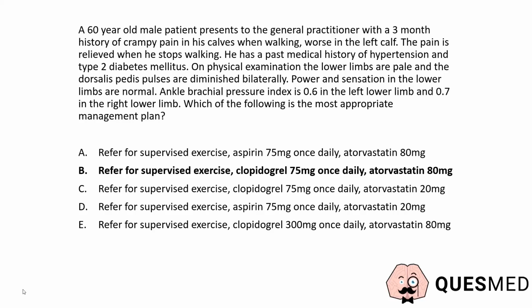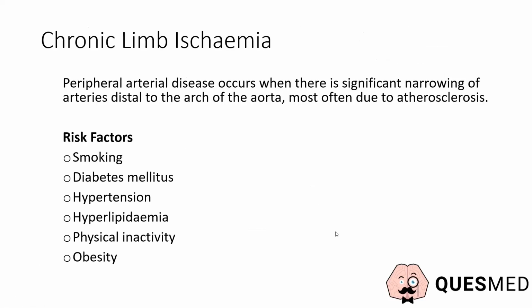Okay, and on to the next slide. So risk factors for chronic limb ischemia include smoking, diabetes, hypertension, hyperlipidemia, physical inactivity, and obesity. And essentially in chronic leg ischemia, they have peripheral arterial disease, which occurs because there's significant narrowing of the arteries. The most common cause of this is atherosclerosis.